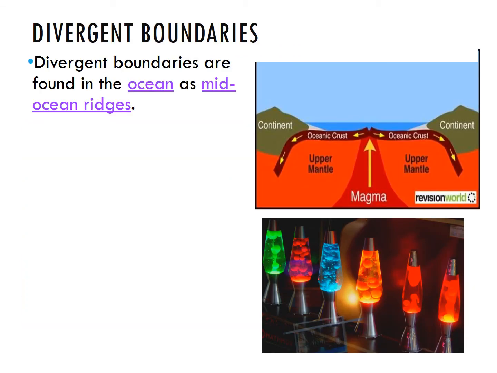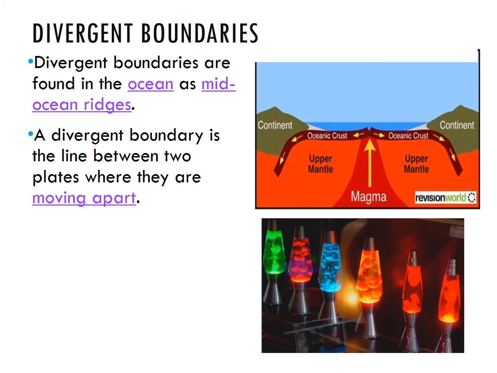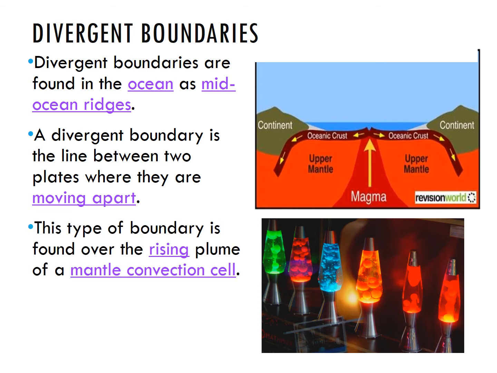Divergent boundaries are the type of plate boundaries that we'll find in the ocean as mid-ocean ridges, like we talked about with seafloor spreading last class. A divergent boundary is where the line between two plates are moving apart or away from each other. And again, this is going to be caused by convection cells happening in the mantle. So remember our example of the lava lamp.